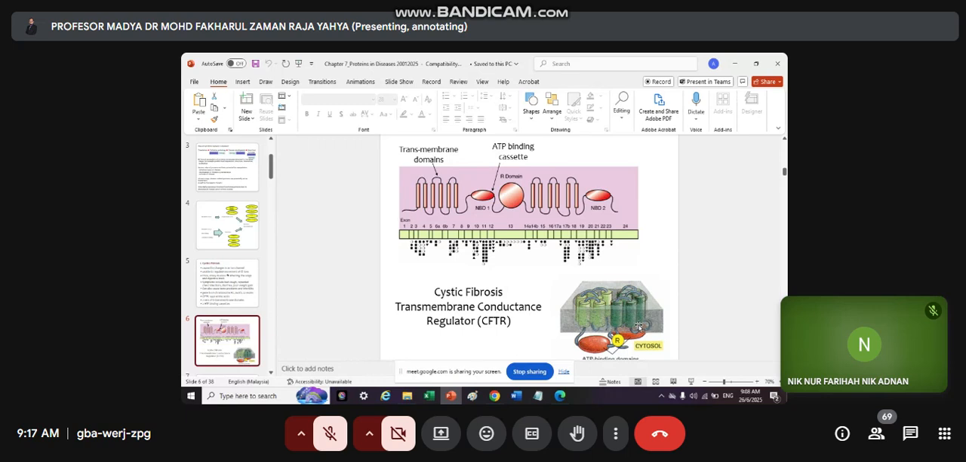Okay, so this is how CFTR protein is localized in our body cells. CFTR protein is completely embedded in the membrane, and however, it is still connected to other proteins and also interacting with other proteins.